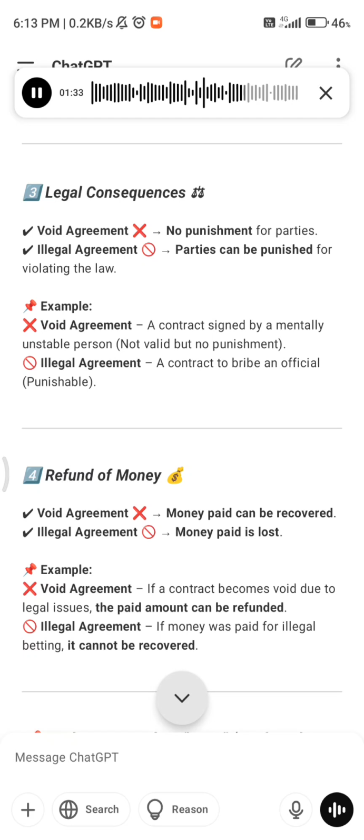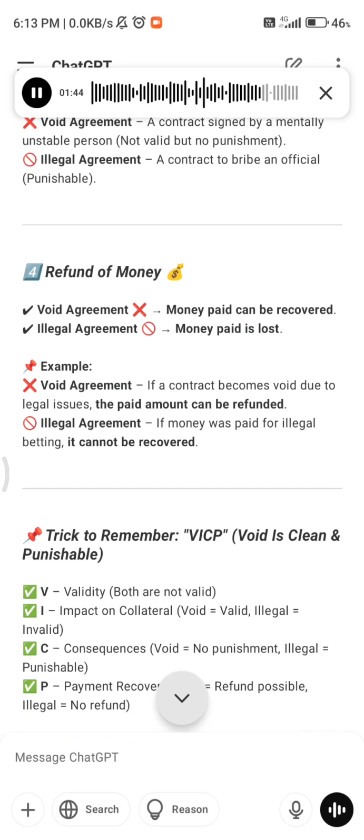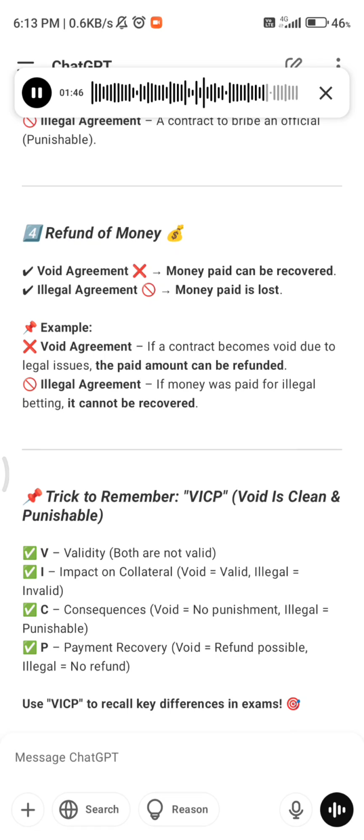Example: void agreement. If a contract becomes void due to legal issues, the paid amount can be refunded. Illegal agreement: if money was paid for illegal betting, it cannot be recovered. Trick to remember: VICP. Void is clean and punishable.